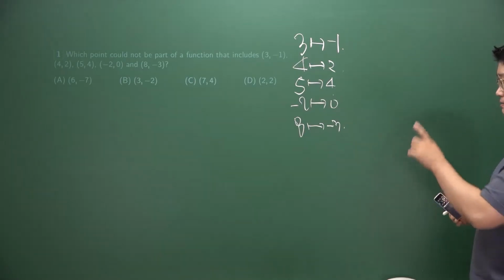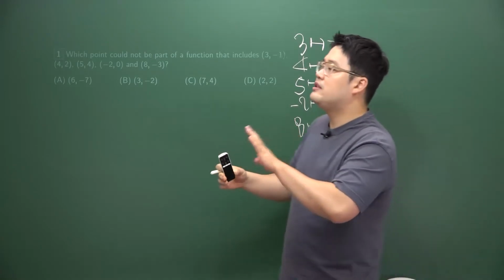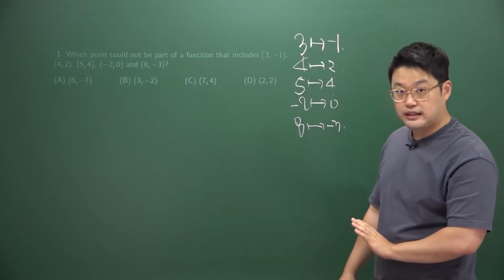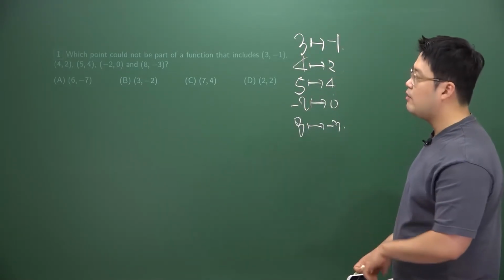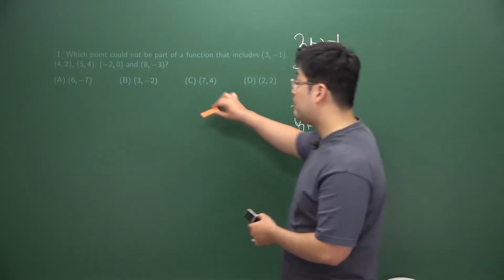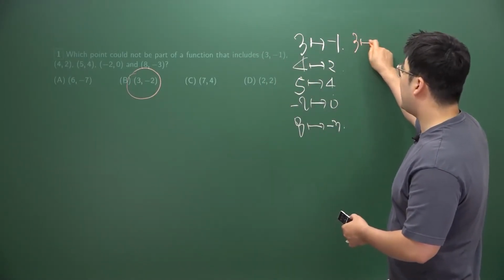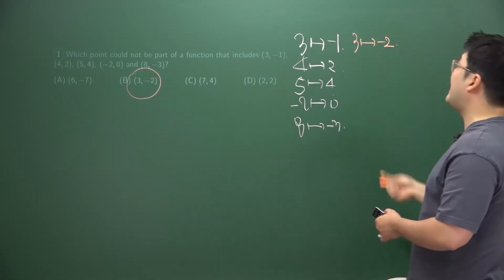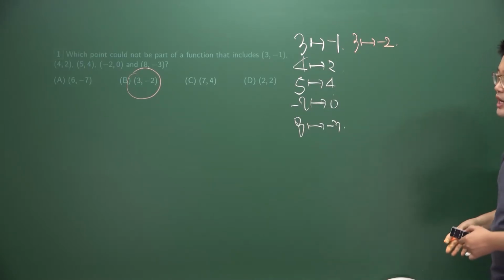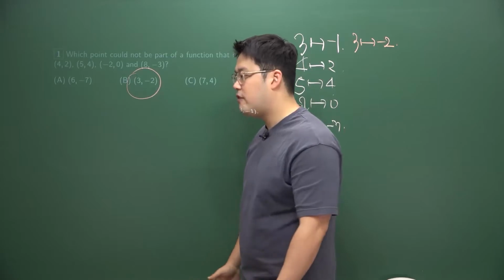If you look at A, it says 6 is connected to -7. It doesn't collide with the fact that this has to be a function. But hey, I want you to look at B. We have a problem. If you look at B, it says 3 somehow goes not just to -1, but it may go to -2. So what is the major difference between a function and a relation?